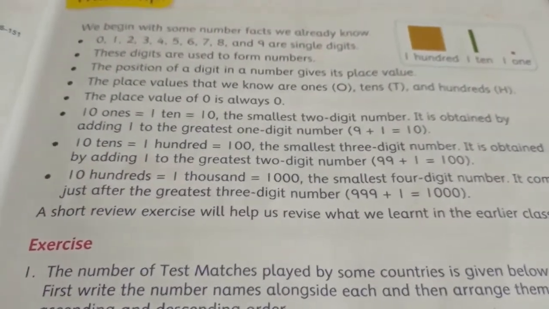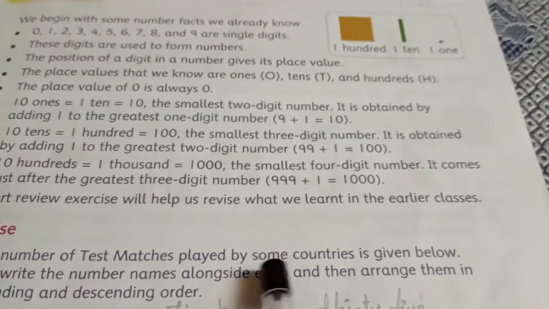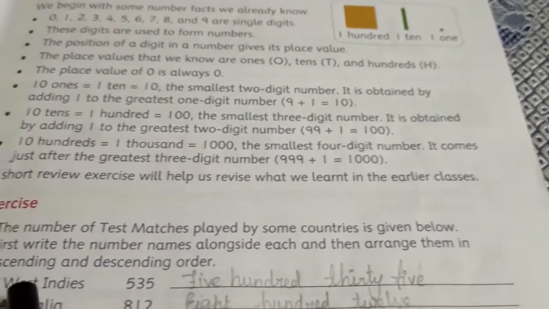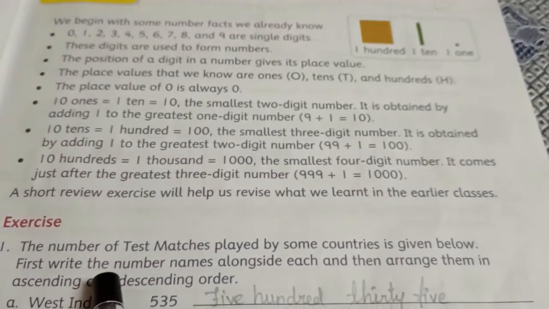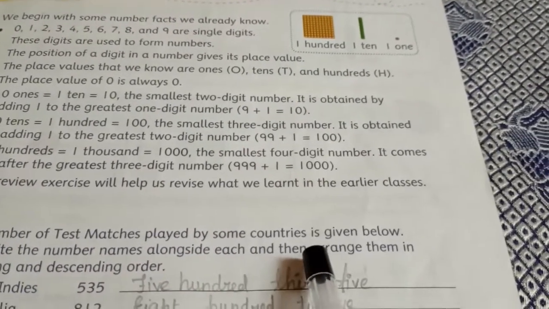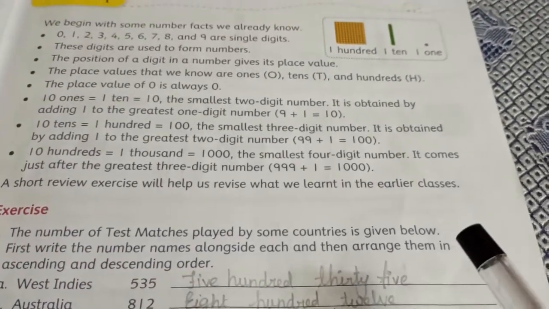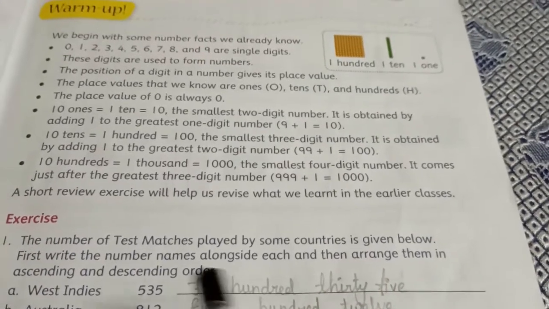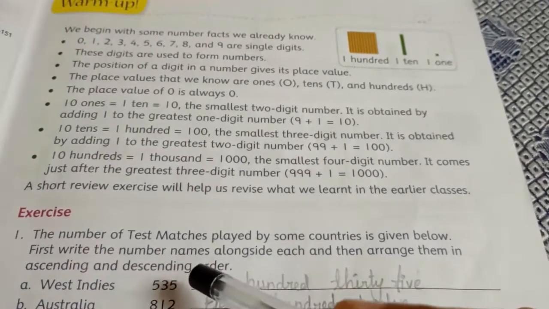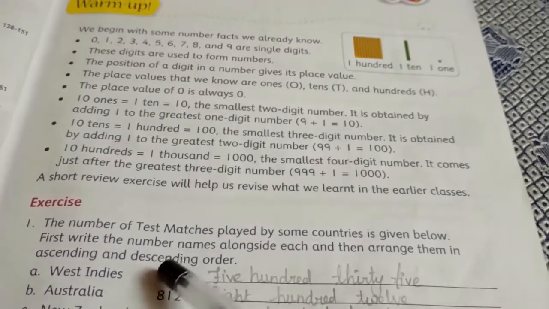So the first question is, the number of test matches played by some countries is given below. First, write the number names alongside each and then arrange them in ascending and descending order. So first you have to write the number names for all the numbers and then you have to arrange these numbers in ascending and descending order.